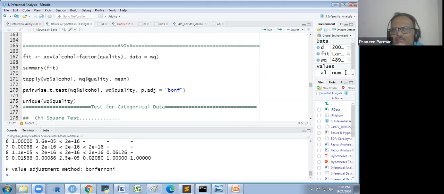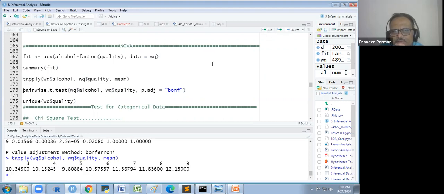I want to know the mean of alcohol of each wine quality, so I am using this. The 3 wine qualities have a mean of alcohol of 10.34 in this way. I am getting the mean value of alcohol in each quality. In 3 qualities, the alcohol mean is that. Okay. It is not a test.